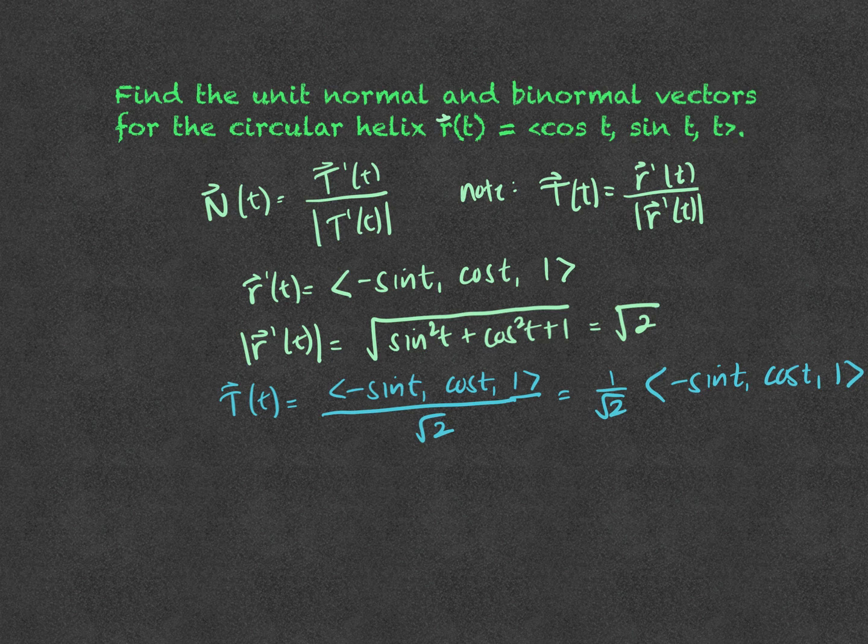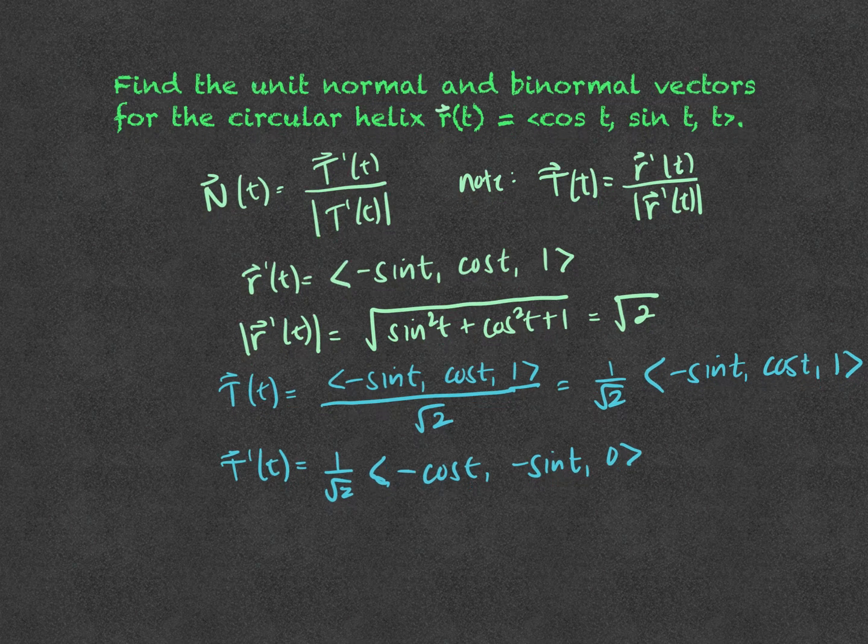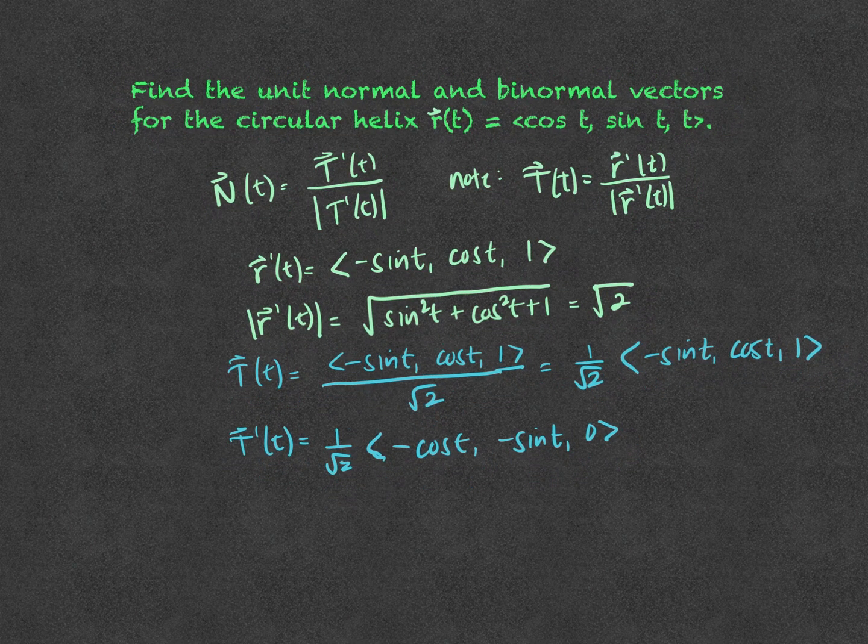Now let's talk about T prime of t because we need that for the derivative of the unit tangent vector. I'm going to keep the 1 over the square root of 2 out front. And then the derivative of negative sine is negative cosine of t. The derivative of cosine of t is negative sine of t. And the derivative of 1 is 0. So now our N shouldn't be too difficult to find.